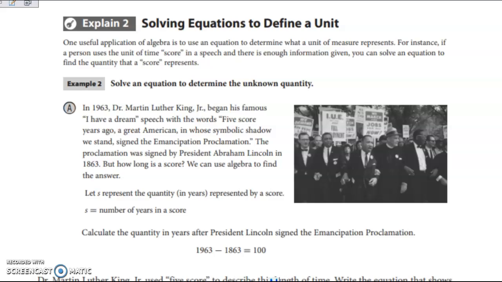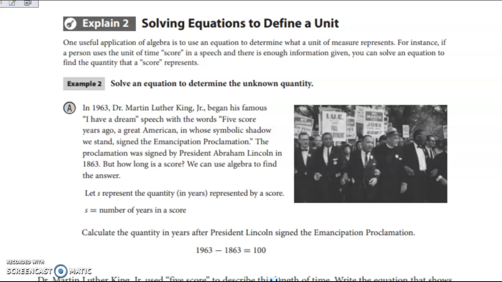In 1963, Dr. Martin Luther King Jr. began his famous I Have a Dream speech with the words "50 years ago, a great American in whose symbolic shadow we stand signed the Emancipation Proclamation." The proclamation was signed by President Abraham Lincoln in 1863. But how long is a score? We could use algebra to find that answer.